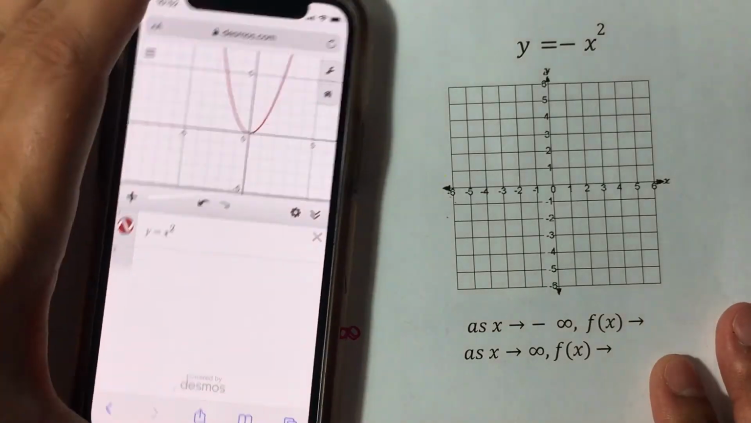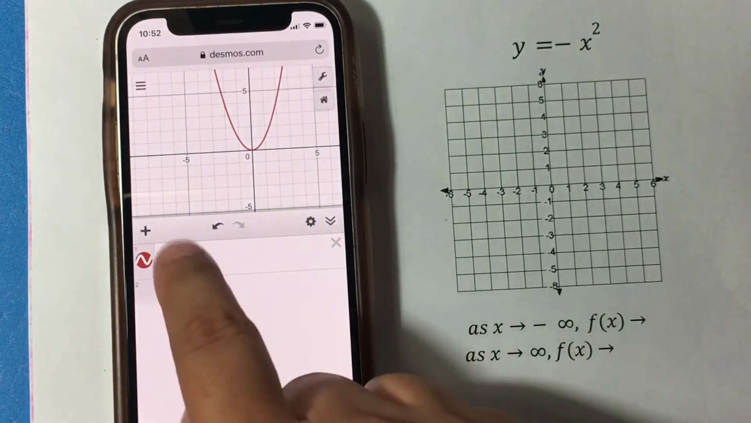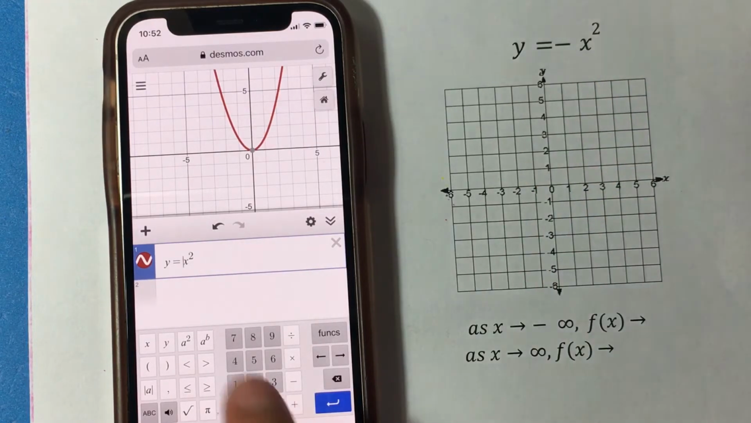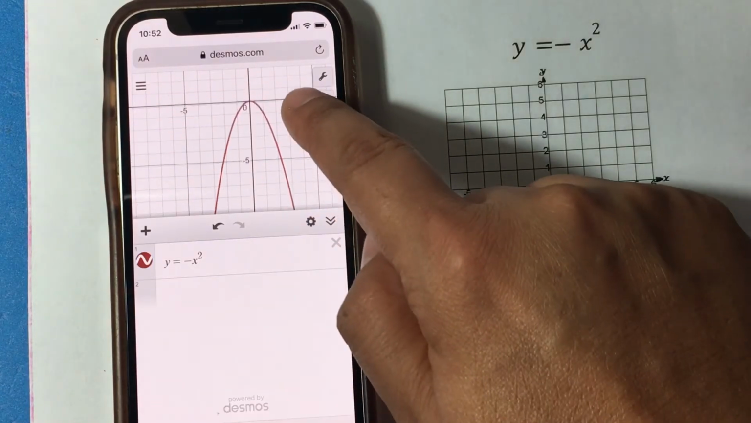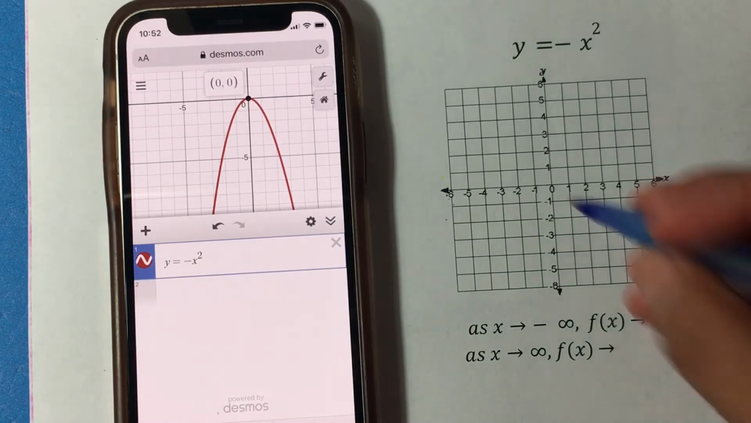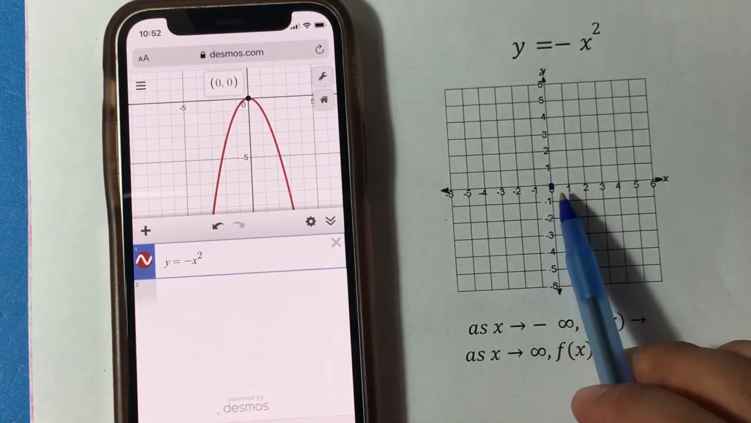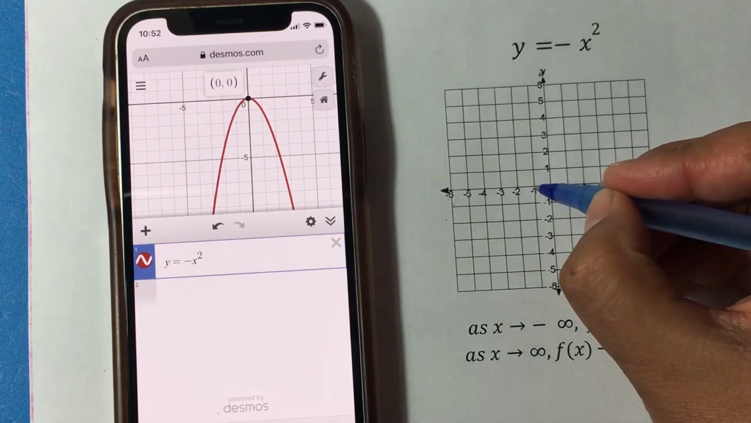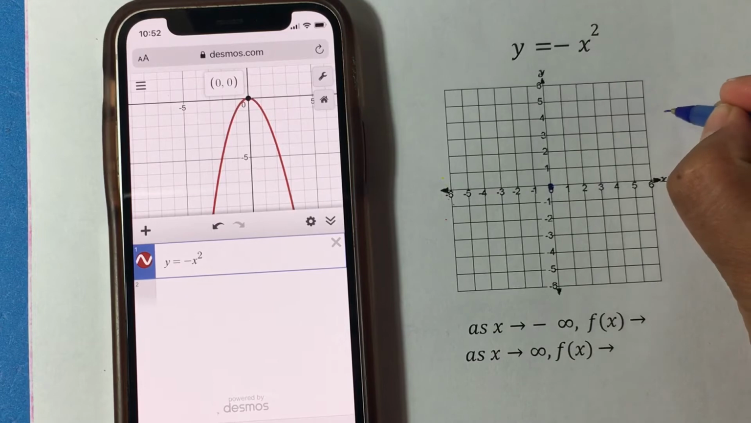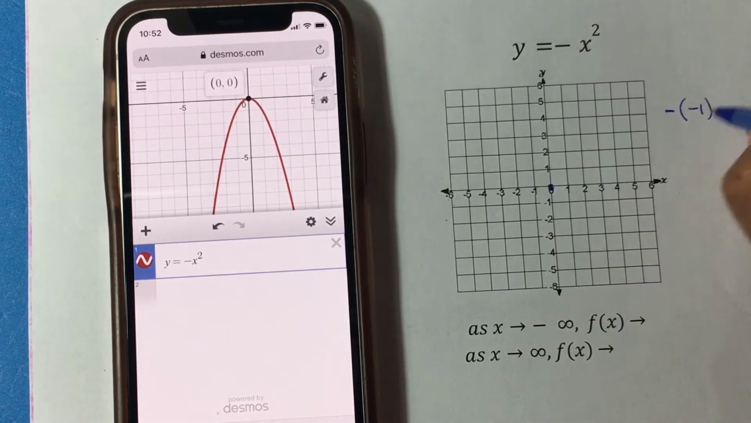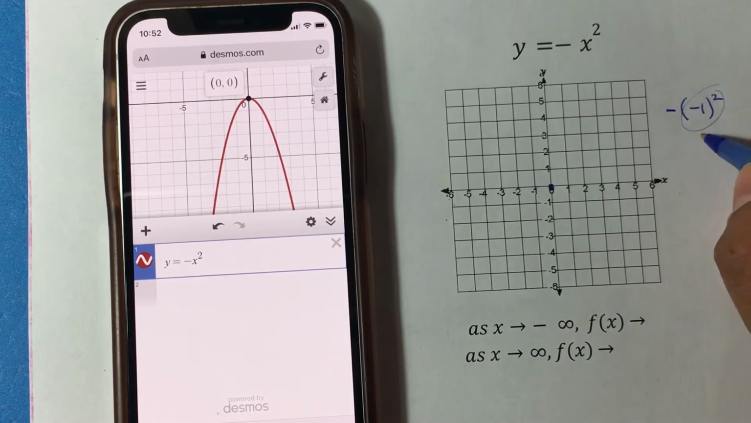Let's do the other one. Okay, y equals negative x squared. You just press the cursor in there and put negative. And what happens? All it does is turn around. Now it's facing down. So you have this in here. And then -1 times -1. The reason is because you're bringing down the negative and then put between parentheses the -1 squared. Raise this to the second power first.